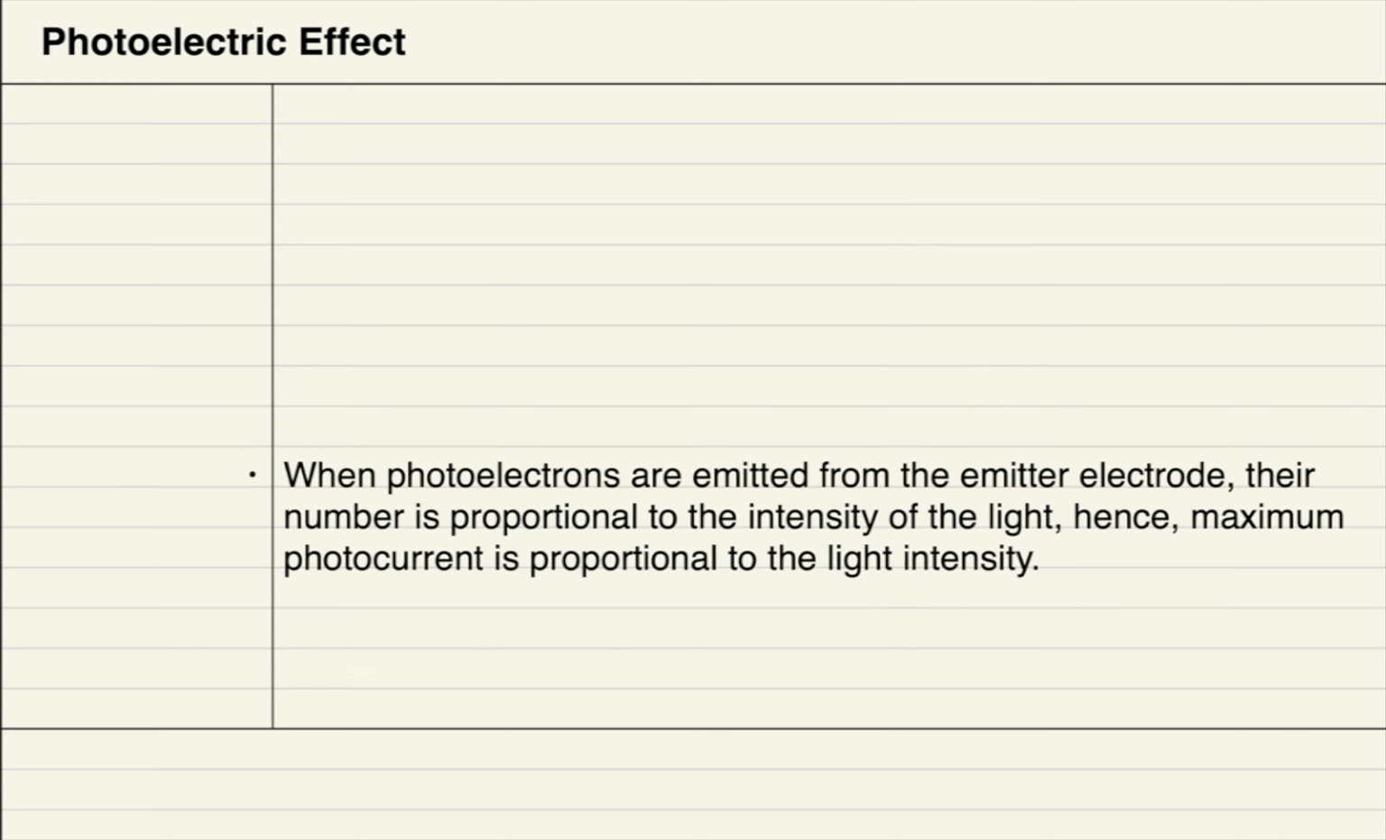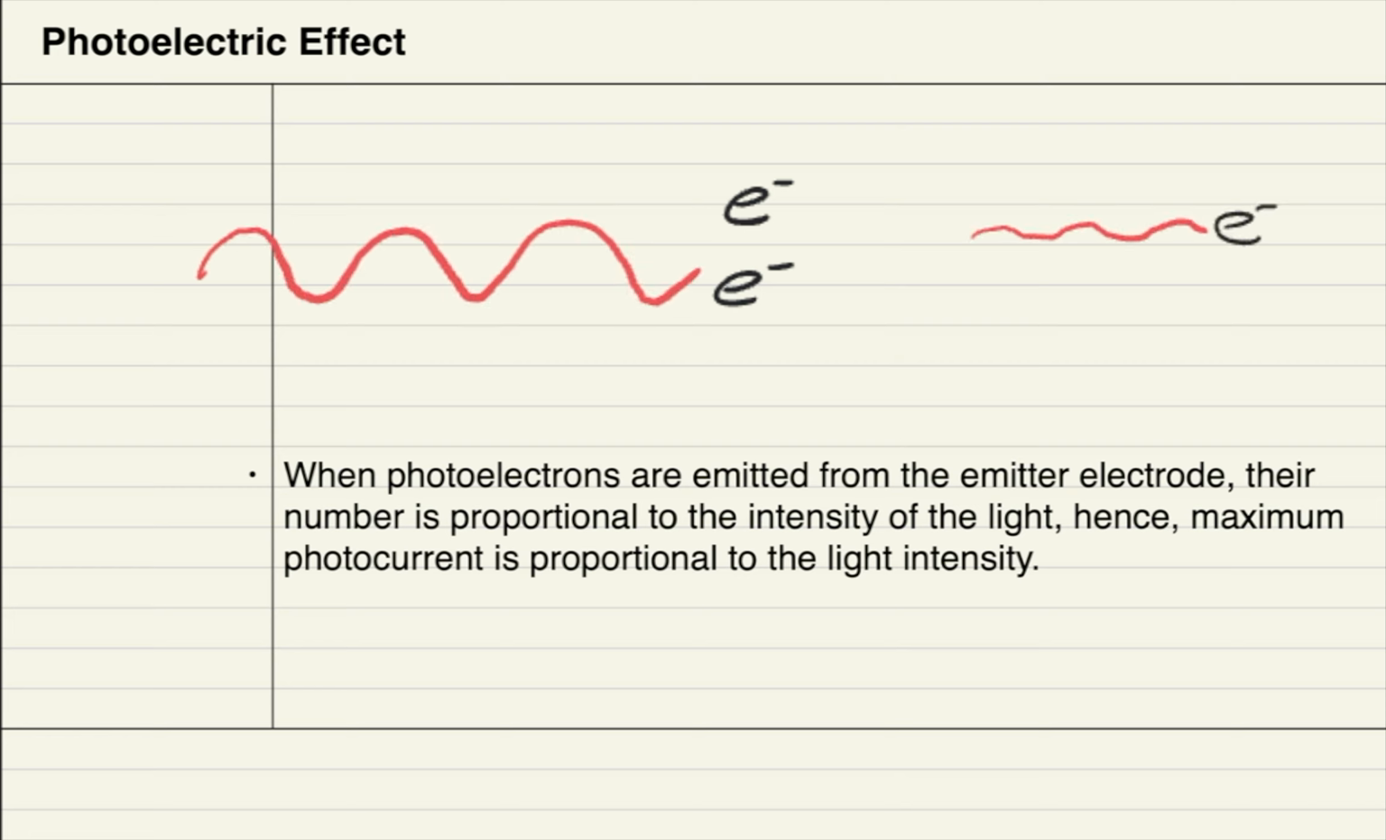Fifth, we have when photoelectrons are emitted from the emitter electrode, their number is proportional to the intensity of the light, hence maximum photocurrent is proportional to the light intensity. Alright, back to form for the classical theory, as it does explain this one just fine. A higher intensity wave has more energy, so it should be able to emit more electrons each second. So the current can increase. That one's okay.